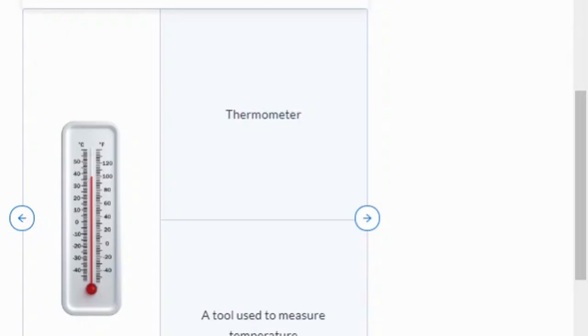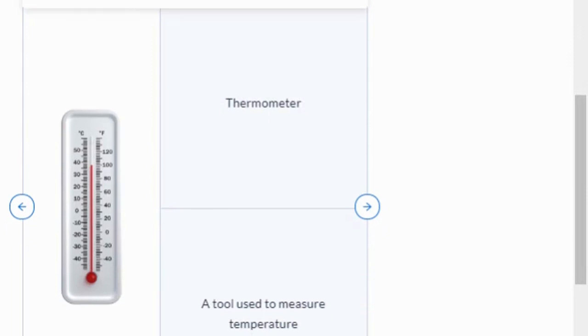Today is called a thermometer. A thermometer is a tool used to tell us the temperature outside. Now, a thermometer has a long glass tube going over the top of this little red stuff inside. This red stuff is a liquid.